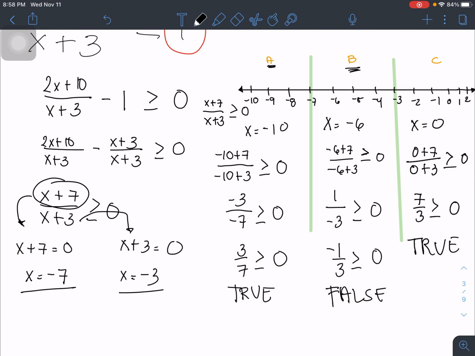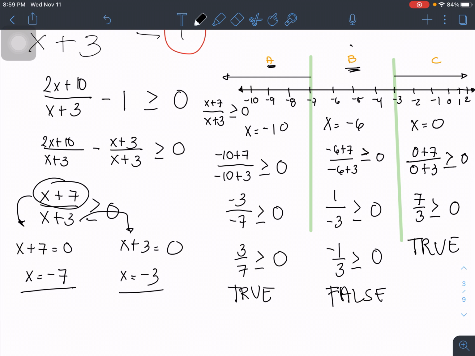So all values lying on region C will be a solution of x in our expression. So region A, all values on region A will be solutions of x. Region C will also be a solution on our expression. Okay? So we only have A and C, and B will not be included in the interval of values of x.